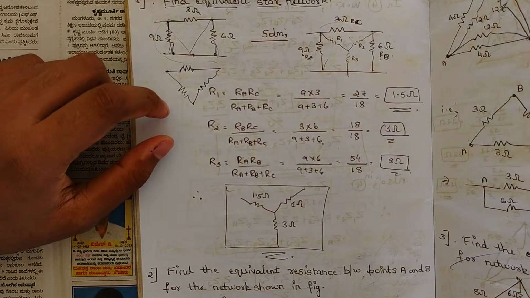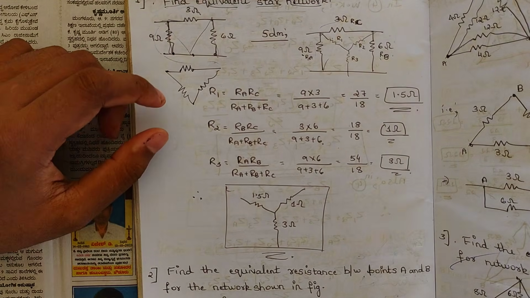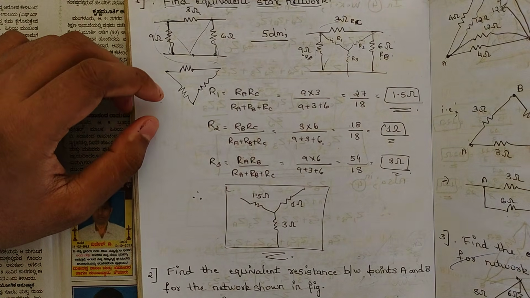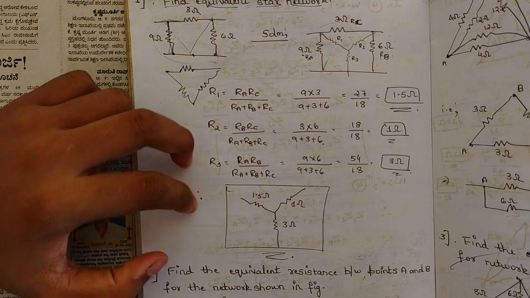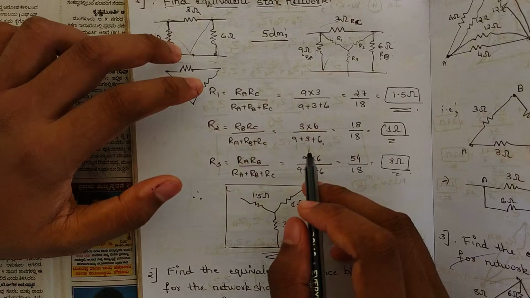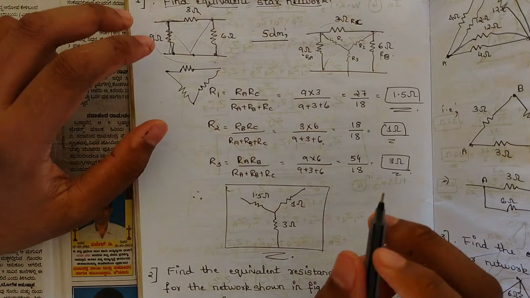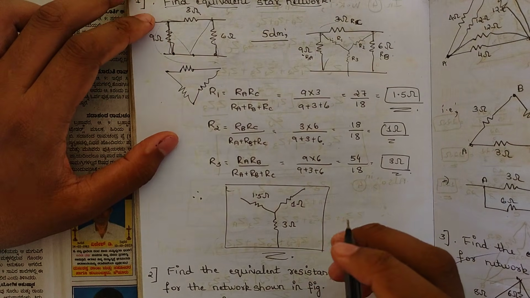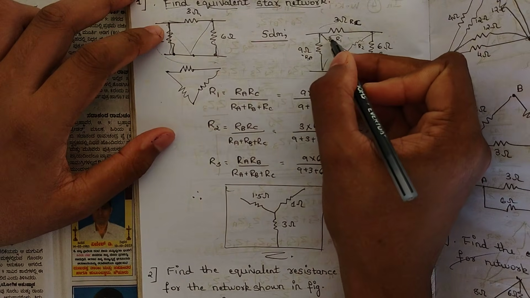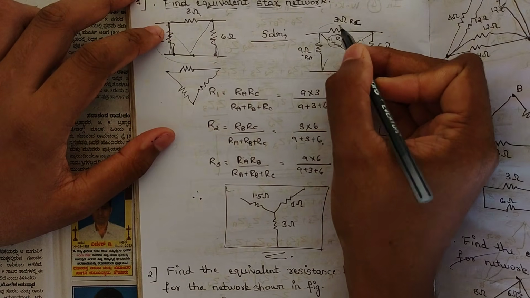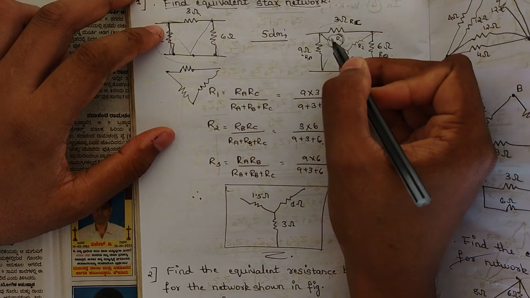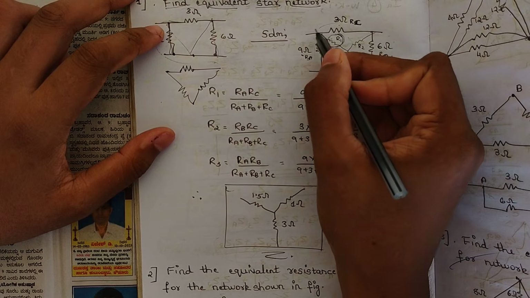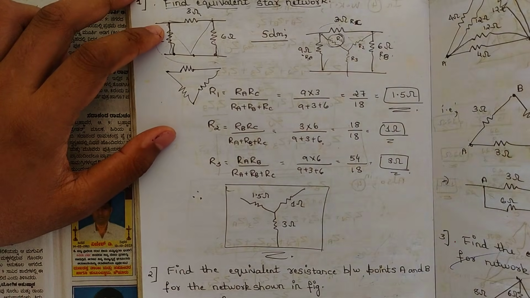We have seen the derivation of the conversion of delta to star. In that conversion, we have the values of Z1, Z2 and Z3, and here we have the values of R1, R2, R3. So how to find the values here? I have told you, in order to find the value of R1, we should be considering the opposite impedances, that is, the product of opposite impedances divided by the total sum of all the impedances.